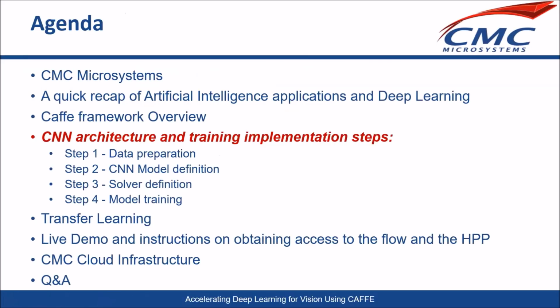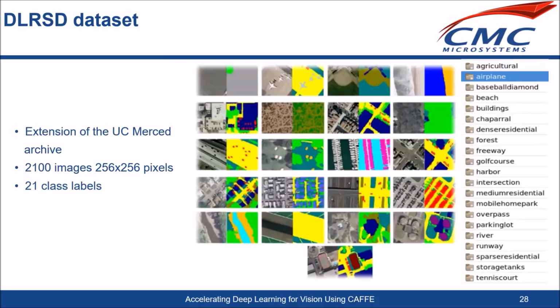Now, this part of the presentation describes a step-by-step procedure on how to train any model on any data set. This is really practical, so if you are interested in training some examples with Caffe, this is a very good starting point. The first step is data preparation.